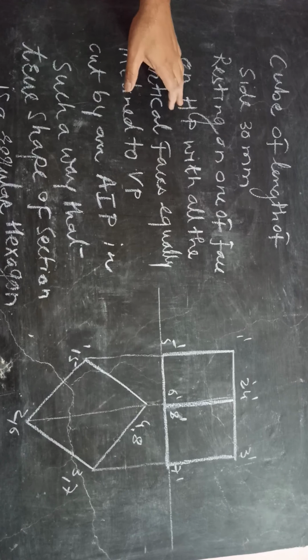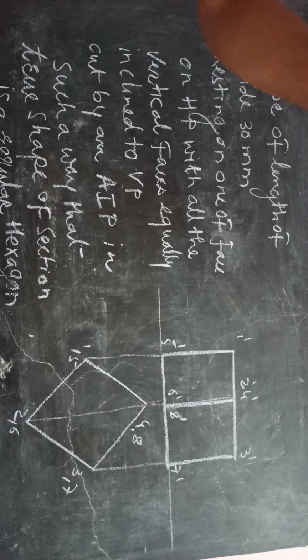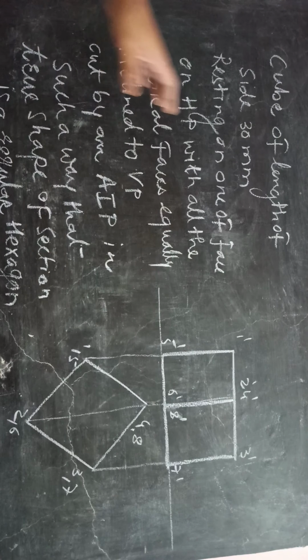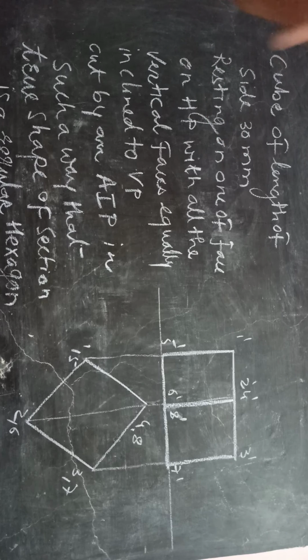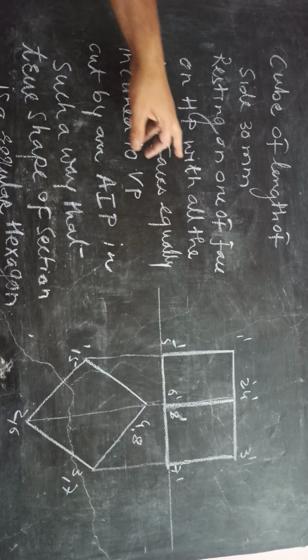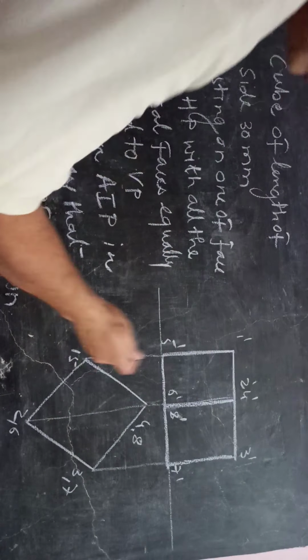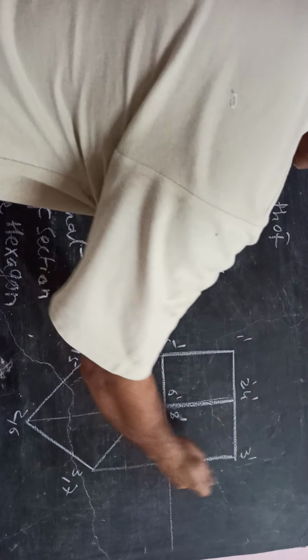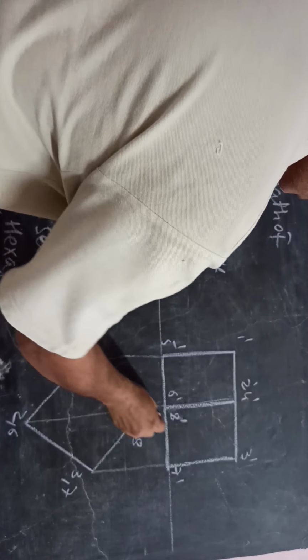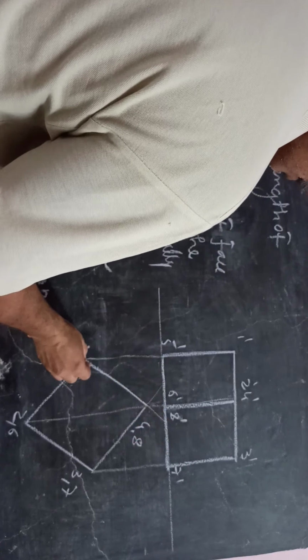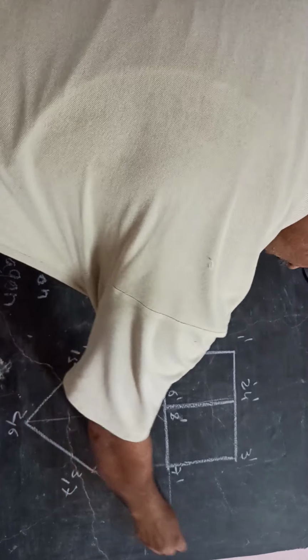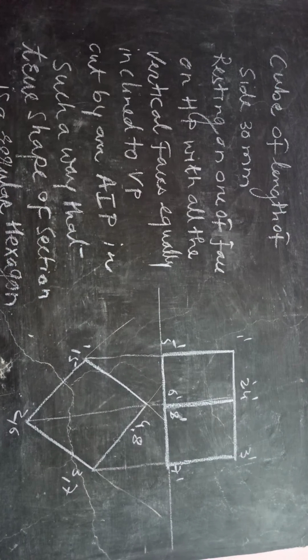Resting on one of the faces on HP. So it is resting on one of the faces on HP. You will get the true shape of the face from the top view, with all the vertical faces equally inclined to VP. So all these vertical faces are equally inclined, 45, 45, 45 and 45. So all these will be 45 degrees inclined.